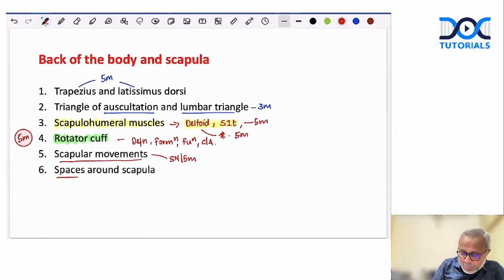Then the spaces around the scapula, where we have the quadrangular space. So we have the quadrangular space, and then what do we have? We have the triangular space.